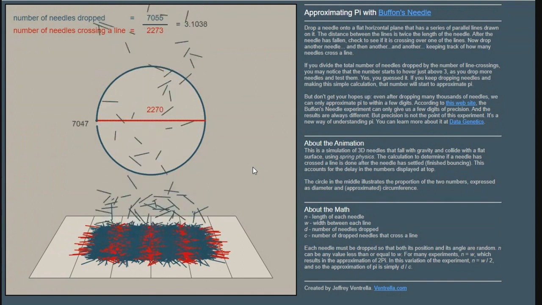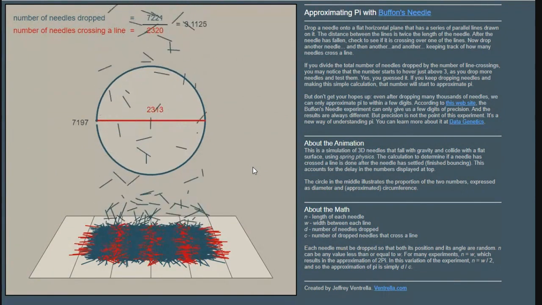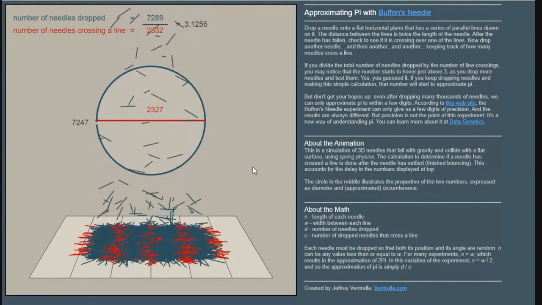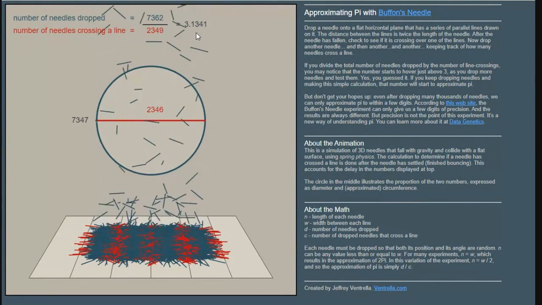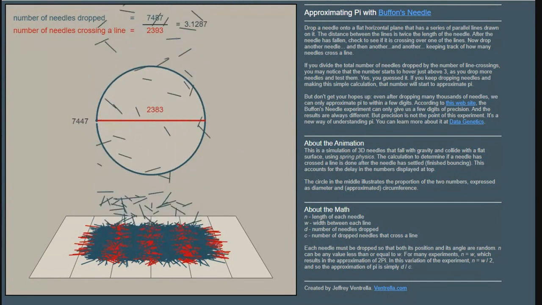There's lots of things like this in math that it's amazing how things in real life tie in mathematically. We're at 3.13. See, it's getting real close now. It's 7,000. So we're going to stop there.